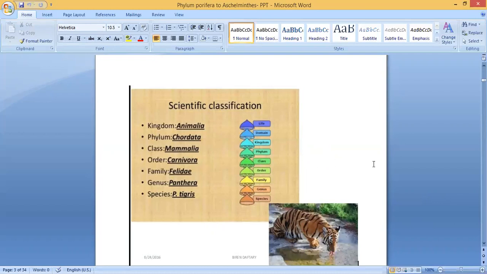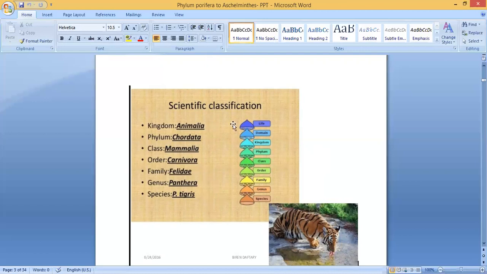Then one example they gave here, a scientific classification. See one animal, tiger. If you are writing the kingdom, phylum, class, order, family, genus, species: first it comes under the kingdom Animalia, the animal group. Then phylum Chordata. You learned what chordates and non-chordates, vertebrates and invertebrates are. So it comes under the phylum Chordata. Then class Mammalia, the mammals. Then order Carnivora. Family Felidae. Genus Panthera. Species Panthera tigris.